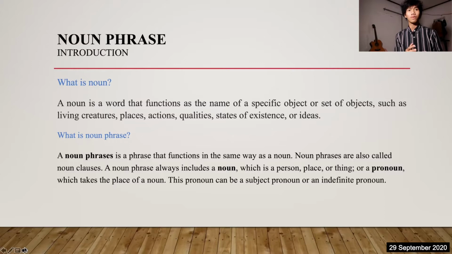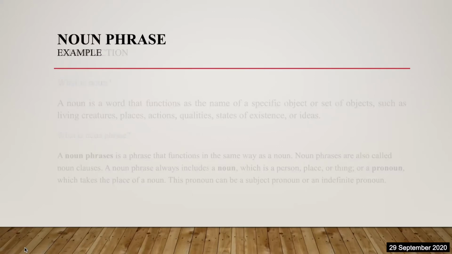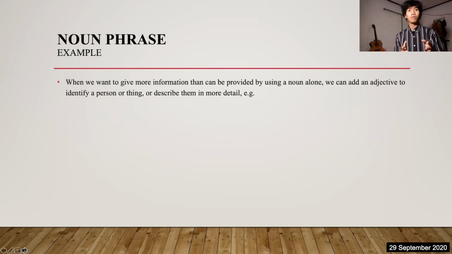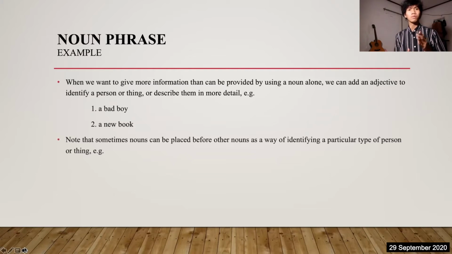A noun phrase always includes a noun, which is a person, place, or thing, or a pronoun which takes the place of a noun. This pronoun can be a subject pronoun or an indefinite pronoun. When we want to give more information than can be provided by using a noun alone, we can add an adjective to identify a person or thing, or describe them in more detail. For example, a bad boy and a new book. Note that sometimes nouns can be placed before other nouns as a way of identifying a particular type of person or thing. For example, a vanilla ice cream and the basketball player.